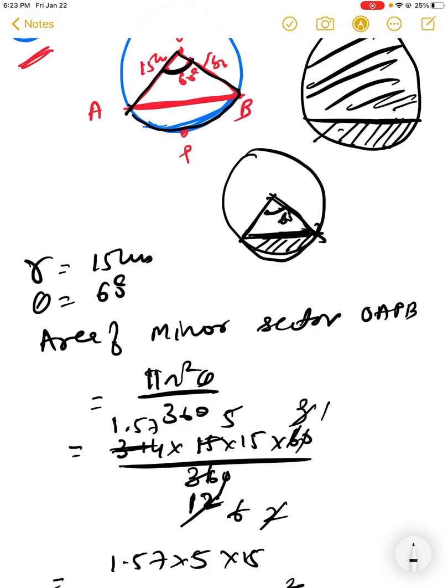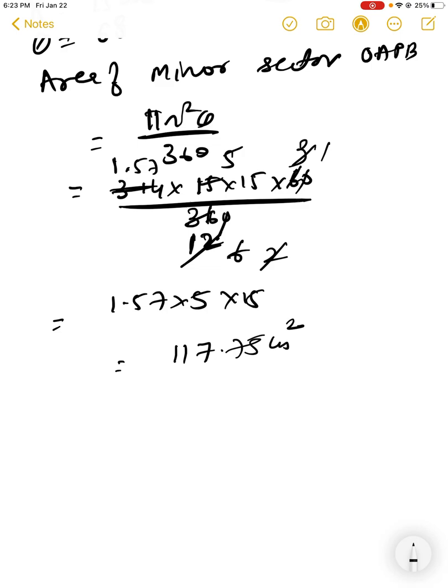Now this is an equilateral triangle. Why? Because the angle is 60, and these two sides are the same, so the opposite angles will be equal. So remember, whenever the subtended angle is 60 degrees, it means an equilateral triangle.